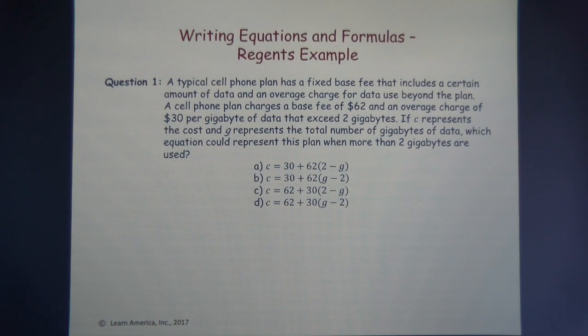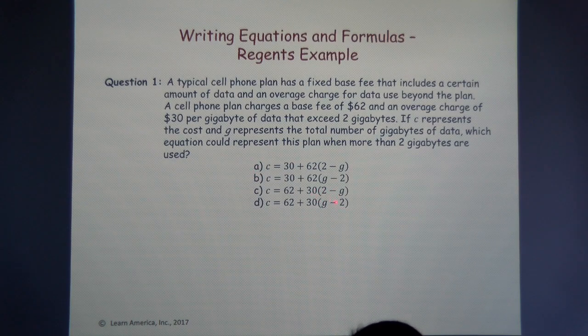So where are we going to start on this? If you just get your cell phone, what are you going to pay regardless of how often you use it? How much are you going to pay? What's the base fee? $62. Right. So I know I have to start with the $62. This 30 represents the charge per gigabyte over the original 2. So I know I have to have the 62. That takes out A and B as my choices.